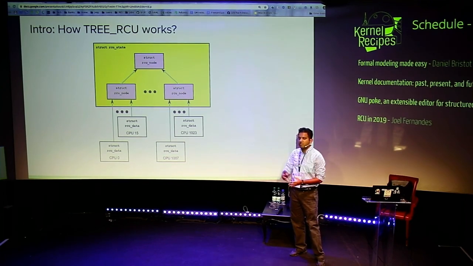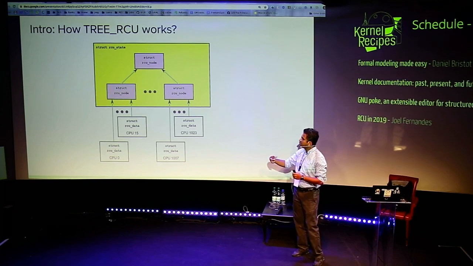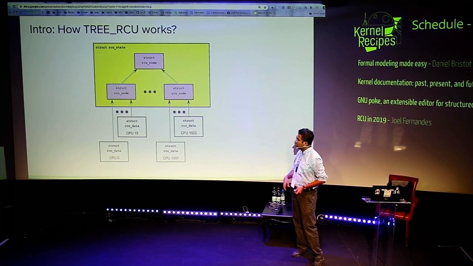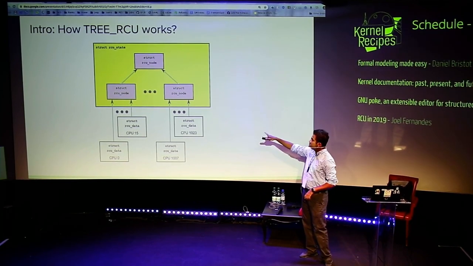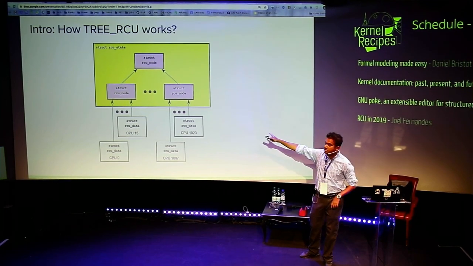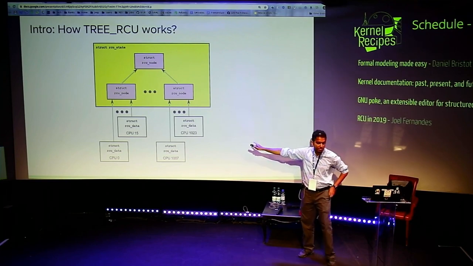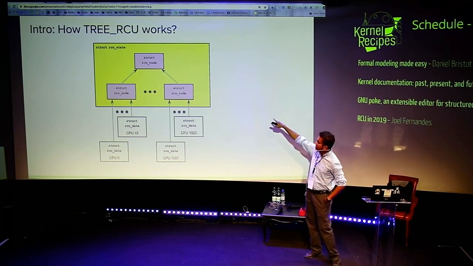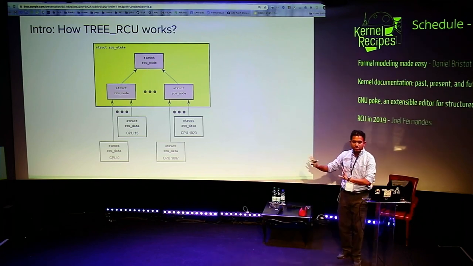The tree is bigger for a large number of CPUs. On the leaf nodes of the tree, you have CPUs hanging off of it. If I remember, it's a maximum of 16 CPUs per leaf node. Each node in the tree is represented by the RCU node structure, and each CPU is represented by the RCU data structure. The RCU state structure ties all these nodes together into one tree. Let's not worry about the data structure too much.